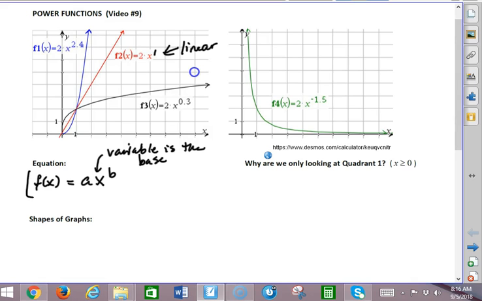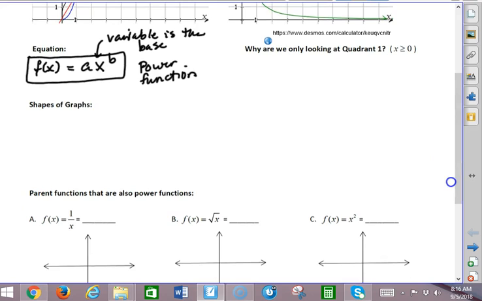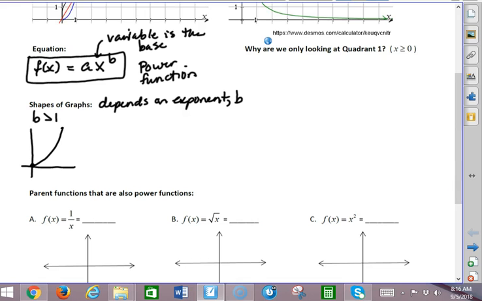This is known as a power function. It is something variable raised to a power. Now, how are the shapes of the graph different? What I want you to notice is when the power is greater than 1, this grows faster than the linear graph. Initially it kind of starts out slower, but it eventually crosses it and grows faster. So the shape of the graph depends on the exponent. So when the exponent, and that's b, is greater than 1, we have a shape that looks like this.